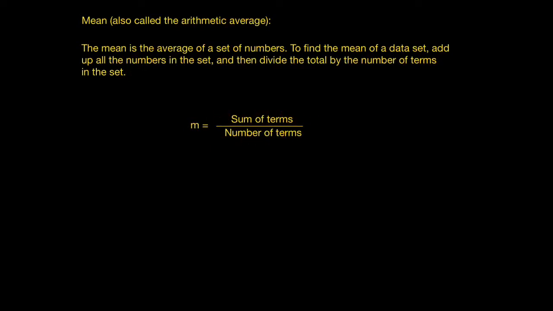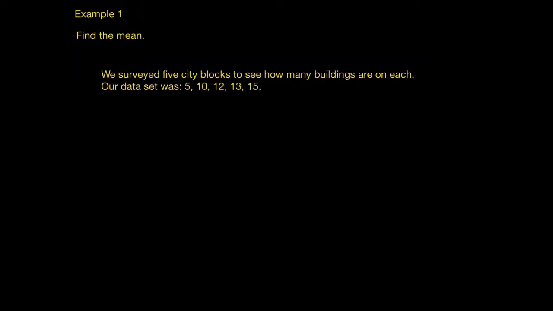So you can go ahead and pause this, copy this down, and then I'll show you an example as I unpackage these couple of sentences in a formal example. Okay, so let's take a look at the first example. So here it says, we surveyed 5 city blocks to see how many buildings are on each. Our data set was 5, 10, 12, 13, and 15, and here we're trying to find the mean.